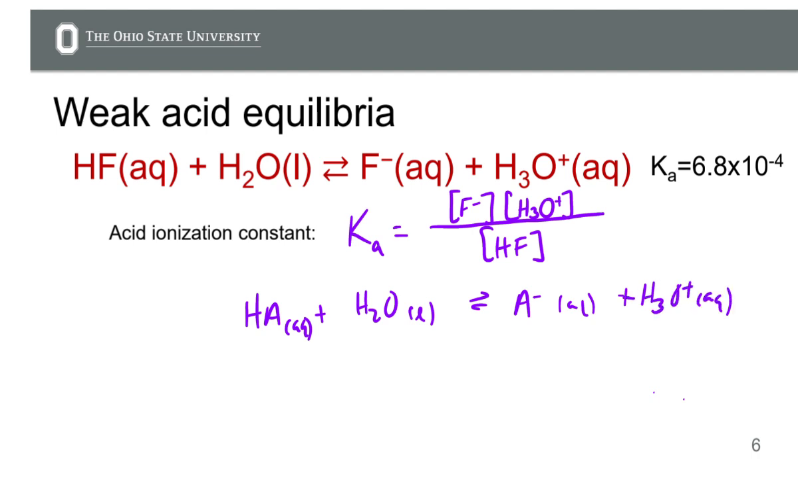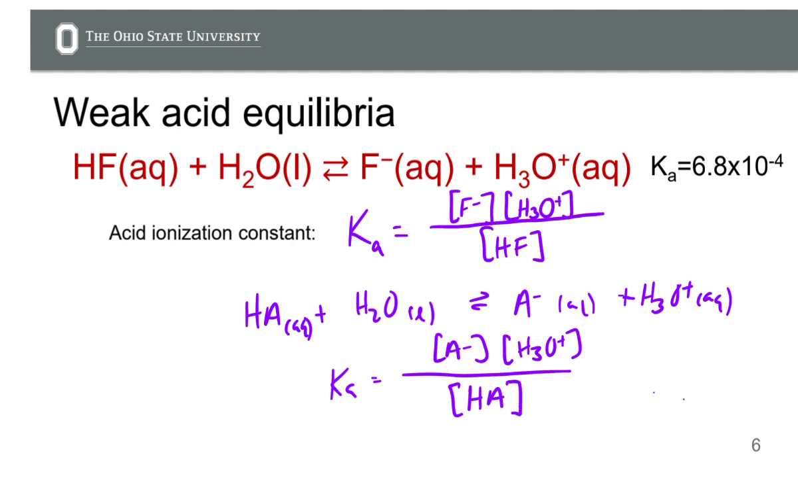Okay, and as I've mentioned probably a few times now, I prefer to use our general weak acid equilibrium. So instead of HF, HA. And the Ka for this follows the same pattern: concentration of A minus times concentration of H3O plus divided by HA. And again, I like using the HA because it makes every weak acid that we deal with look exactly the same, which reduces some of that cognitive load.